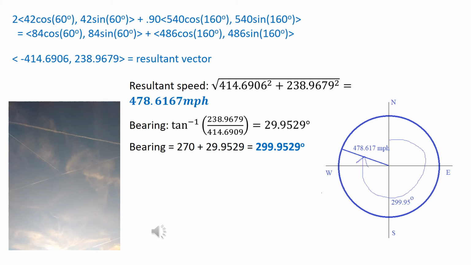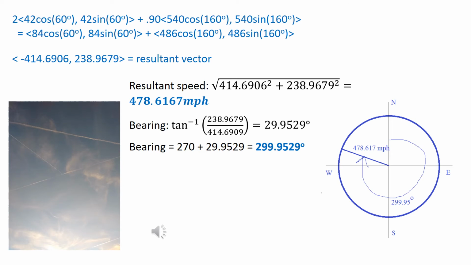Let's first find the resultant speed. So the resultant speed should be the magnitude of that vector. So the magnitude would be the length of it. I am using Pythagorean theorem, and I am squaring the sides of the right triangle where the length of the vector is the hypotenuse. So the resultant speed will be the square root of the 414.6906 squared added to the 238.9679 squared. And that gives us a speed of approximately 478.6167 miles per hour. So that would be the result of the plane being affected by the wind.